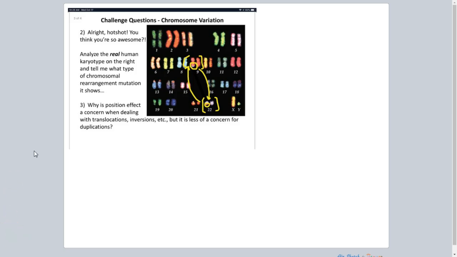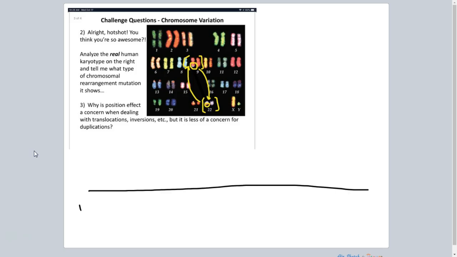In a nutshell, position effects, if we were to loosely or informally define it, is when the function of a gene is impacted by its position, by where it is found in the chromosome. So this question is really asking, why does the function of a gene change or potentially get interrupted, or worse, when dealing with chromosomal rearrangements like translocations and inversions, but the function of a gene does not change much when we have duplications? Well, first, we have to consider the anatomy of a gene. And yes, genes have anatomy.